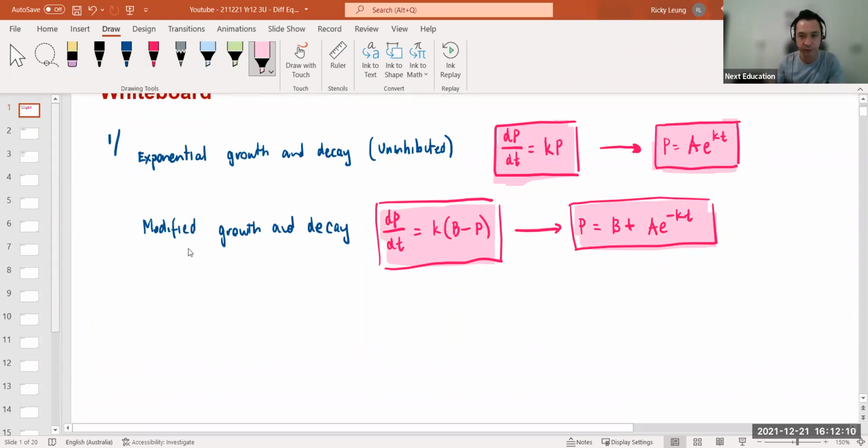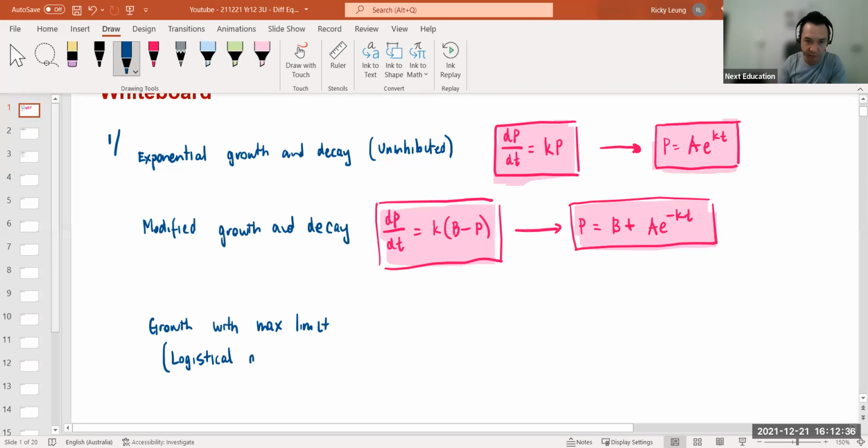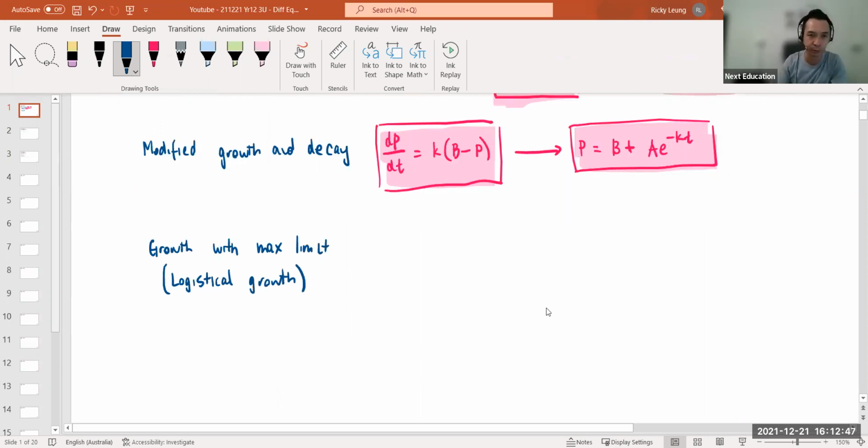That leads me on to the third case, which is what we want to deal with today. Some schools call it logistical growth, and some schools just call it growth with a max limit. So I'll write growth with max limit, and in brackets, logistical growth. Very topical, because you can use it to model viruses very simplistically. Let me give you the formula, and maybe I'll prove it after.